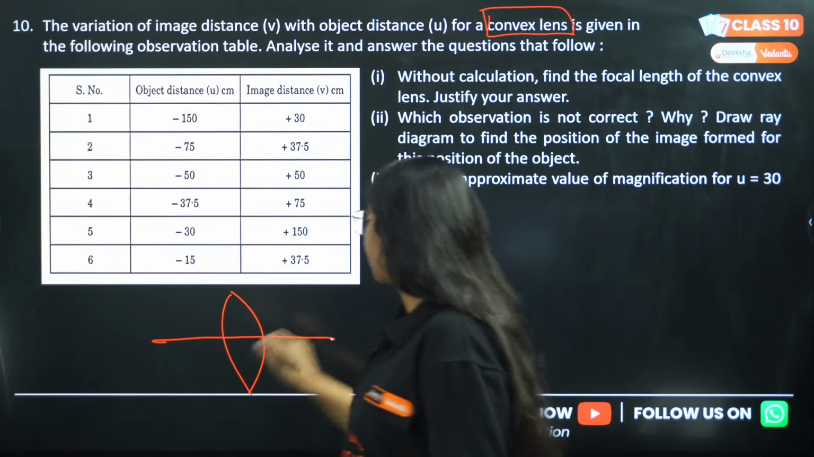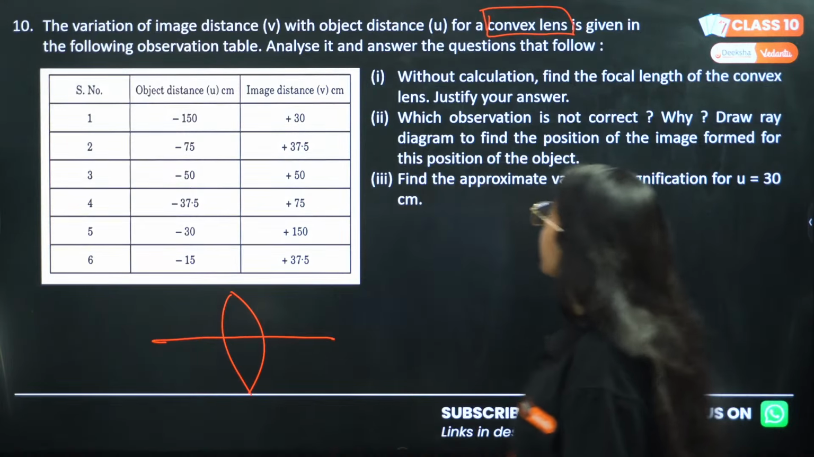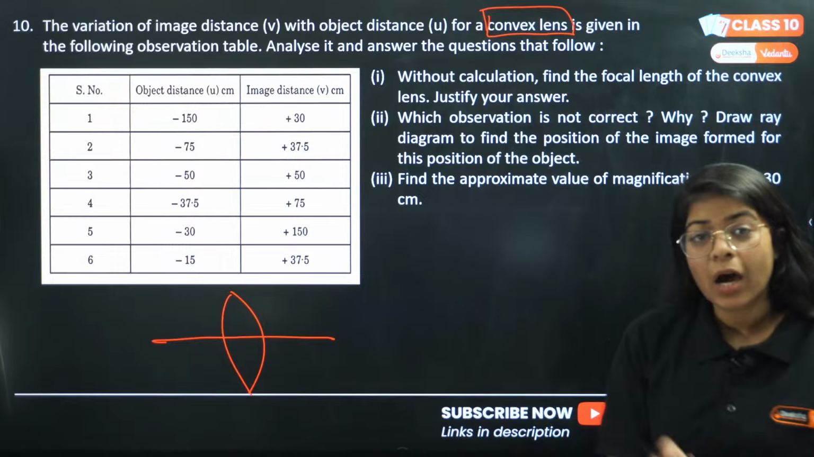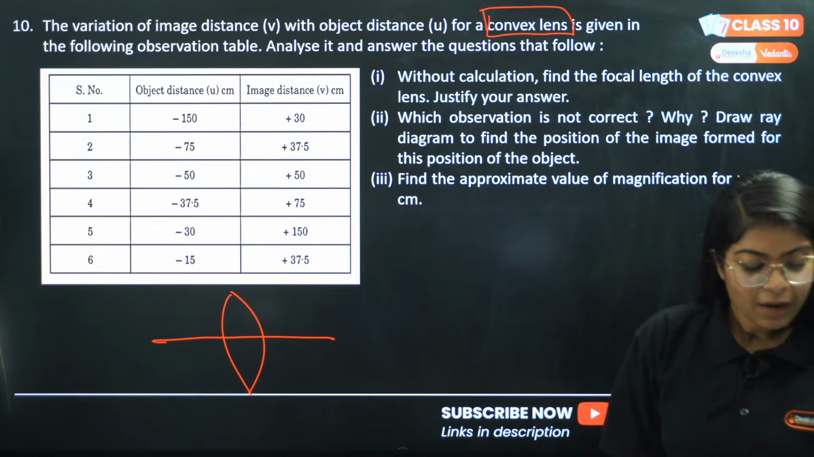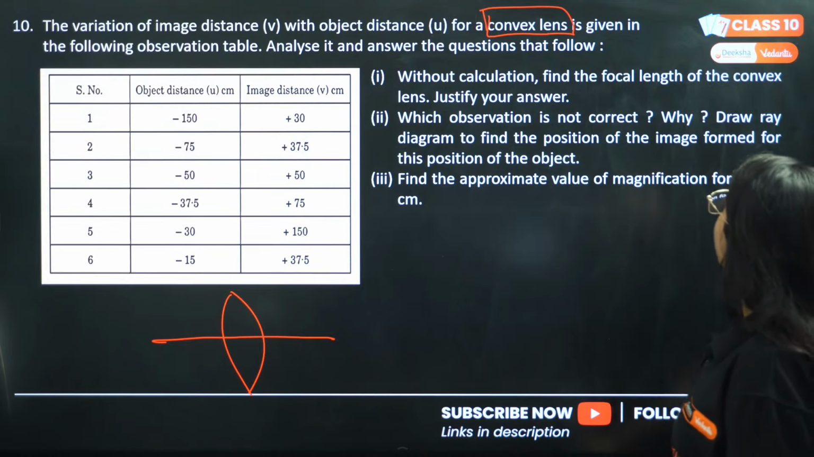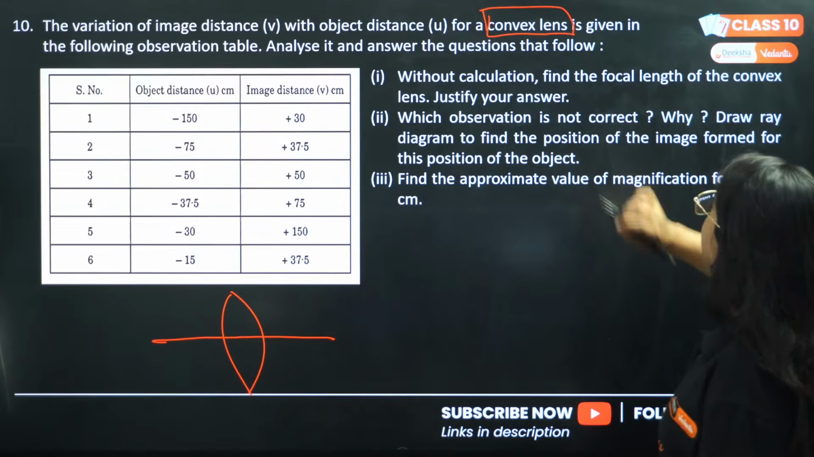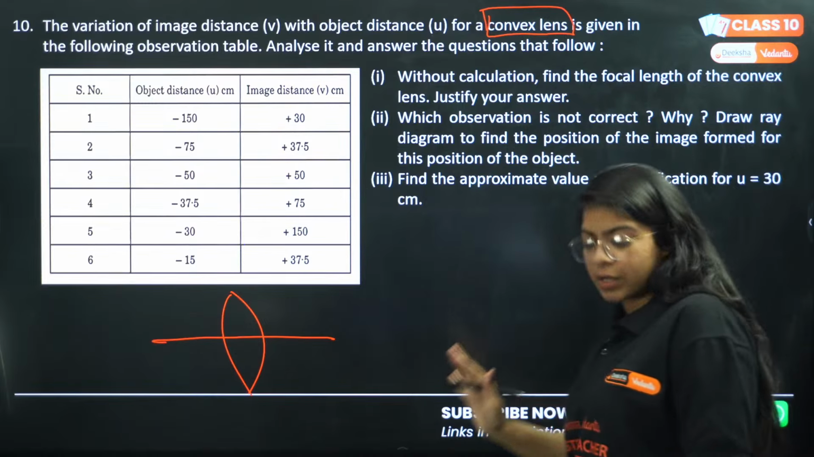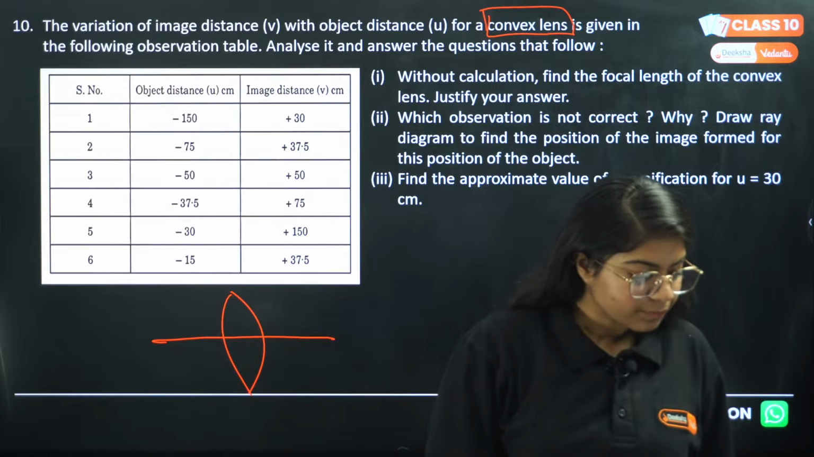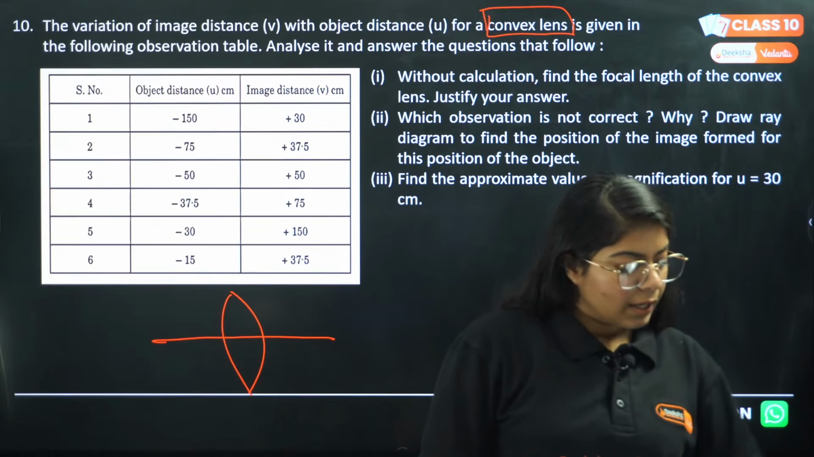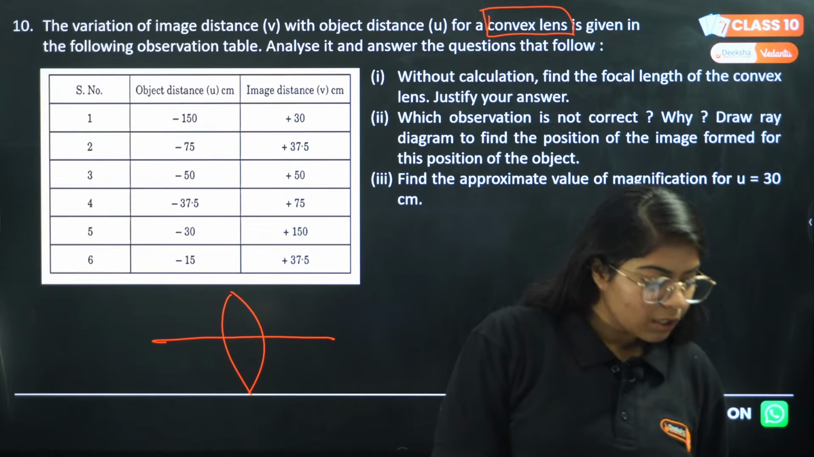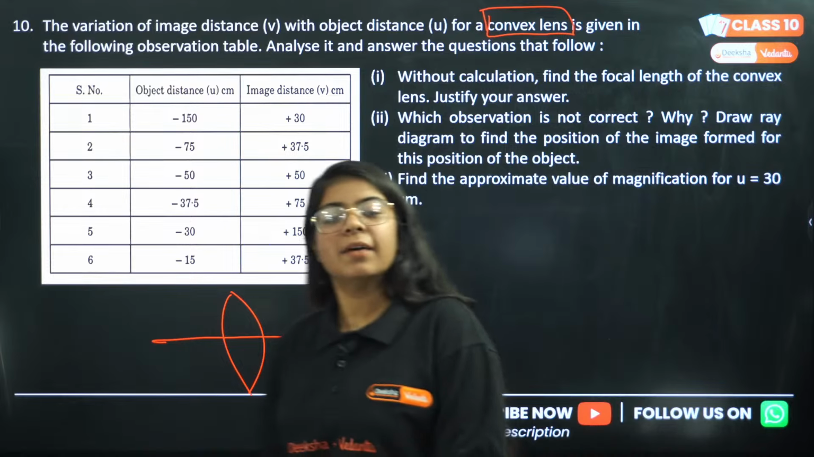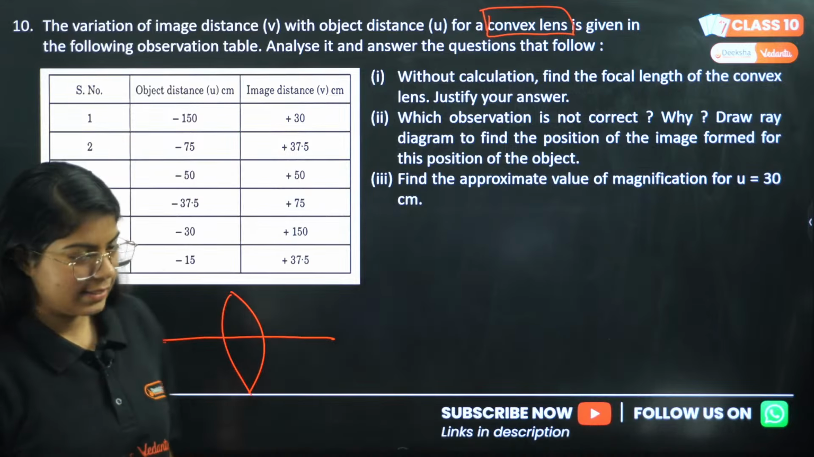Okay? Now, they are asking without calculation. You don't have to show the calculation. Without calculation, you have to find the focal length of convex lens, and then you have to justify your answer. Can you answer this question? Can you answer this question, that what will be the focal length of this convex lens?